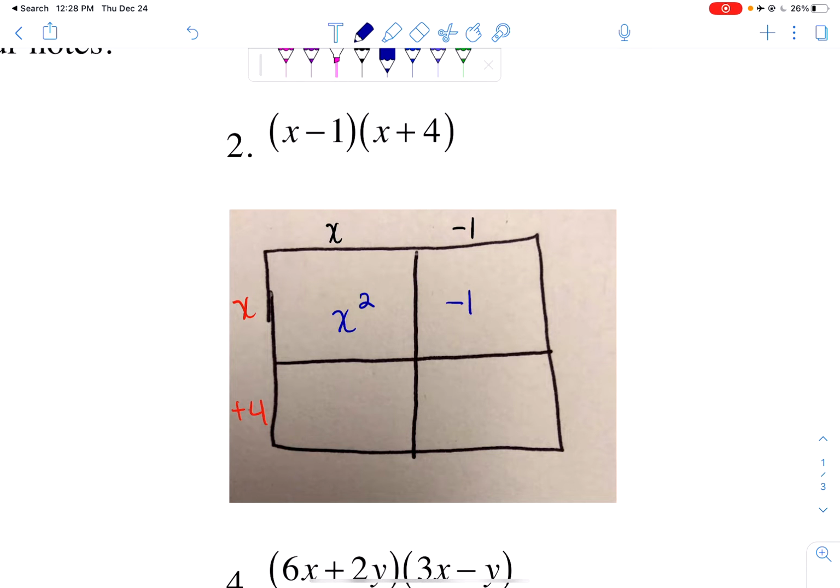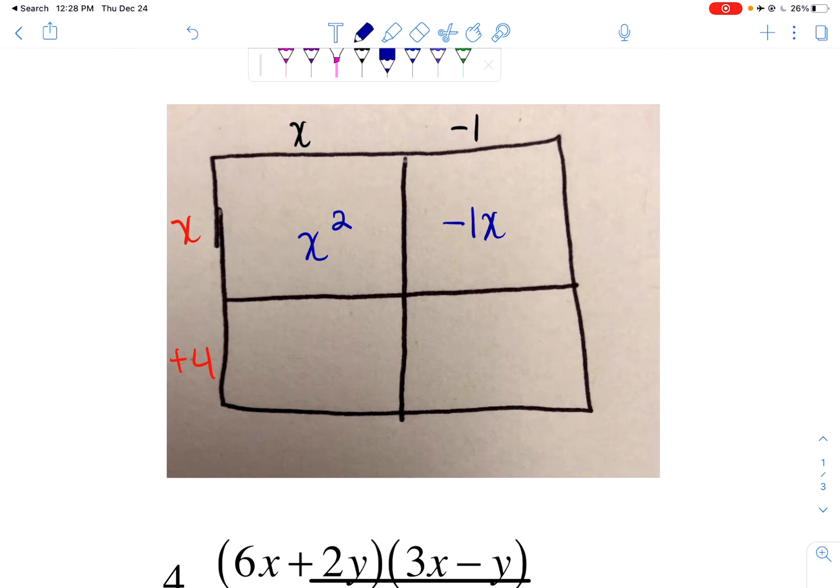Negative 1x. And one thing I would do is make sure if you are getting a 1x or a negative 1x, actually write down negative 1x or 1x, because one of the things I've noticed over the past few years is that students, when they just write x, they will forget that it's a 1x, and they'll just say 5x plus x is 5x. Now I'm going to do 4 times x, which is 4x. Now I'm going to do 4 times a negative 1, which is negative 4.